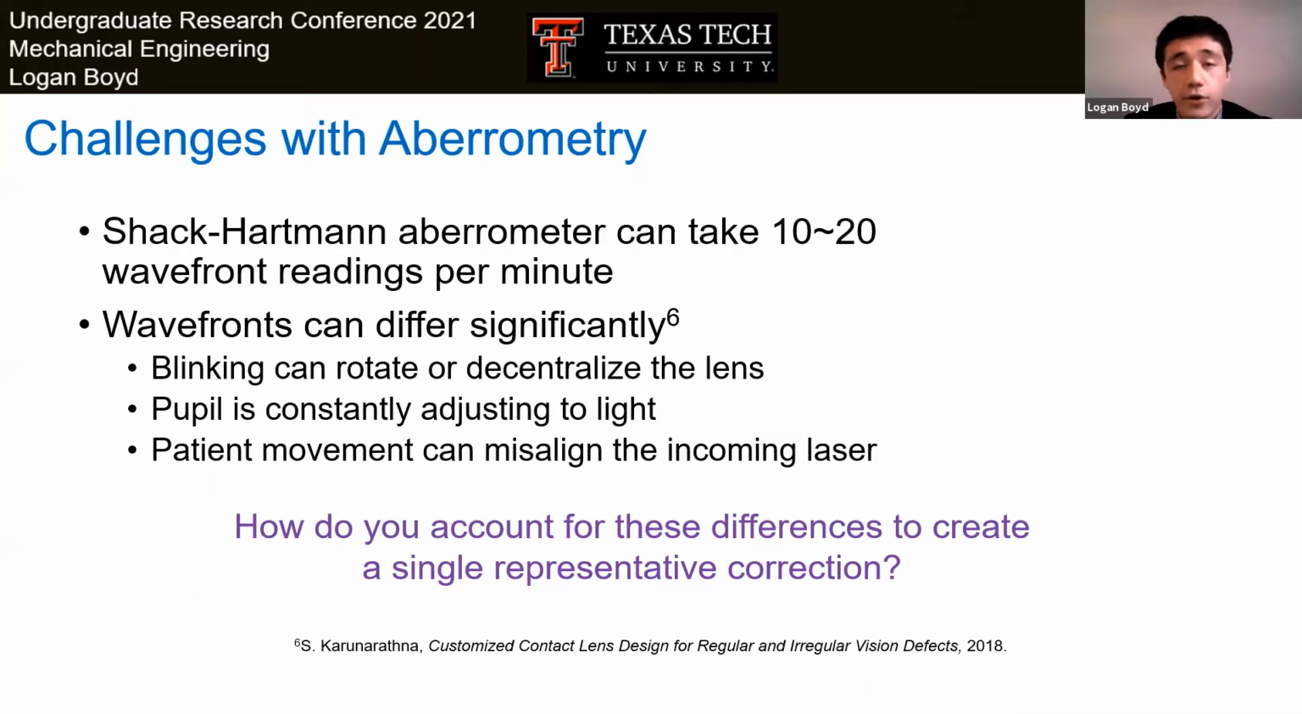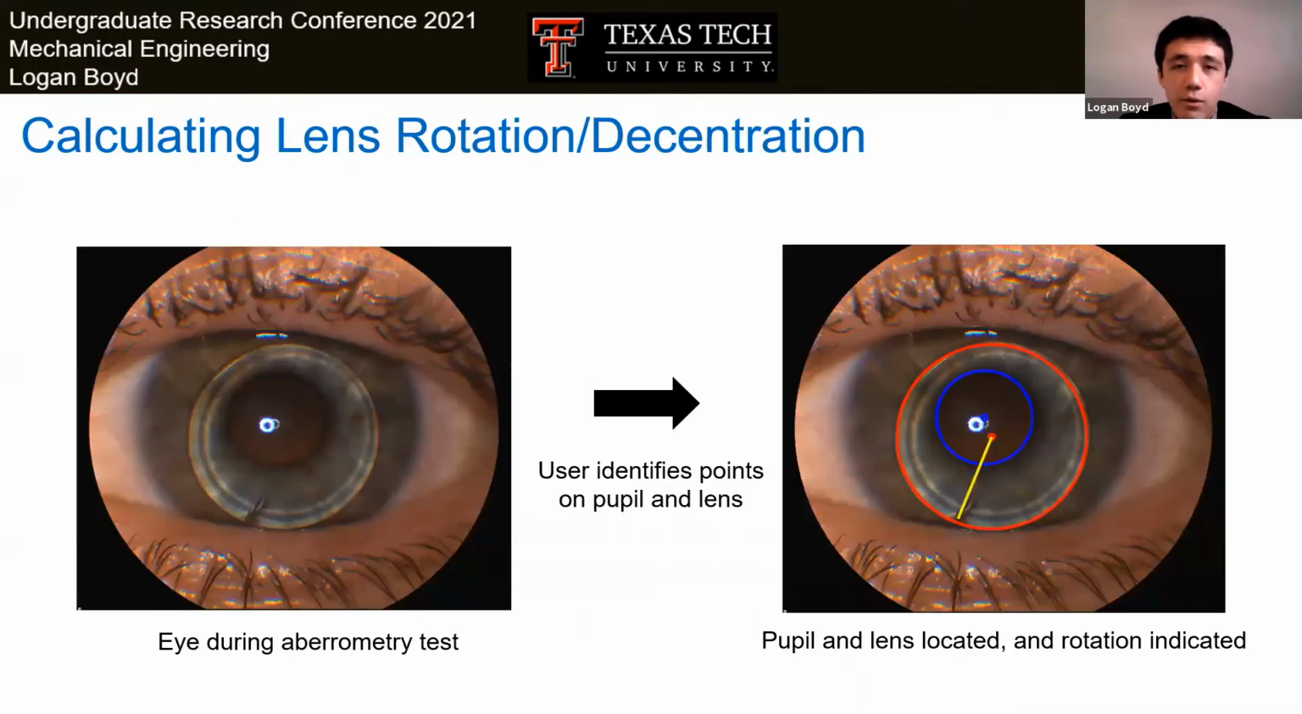Let's take the first error first. We need to calculate lens rotation and decentration. Our MATLAB program allows the user to select points on the lens and on the pupil. The program then identifies the pupil in a blue circle and the lens in a red circle. Additionally, the yellow line indicates how much that lens has rotated on the patient's eye. When we understand how much the lens has moved and how much it has rotated, we can account for that in our correction.